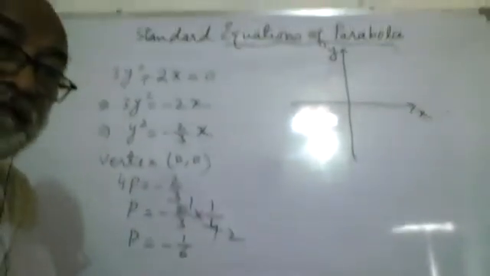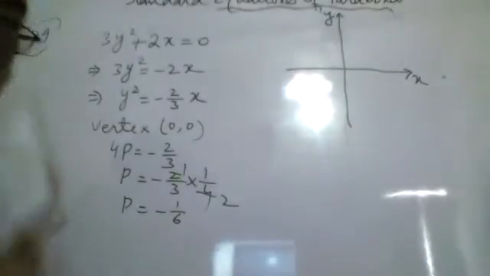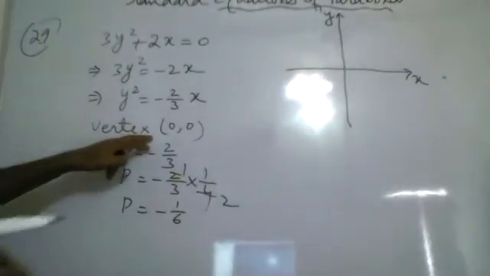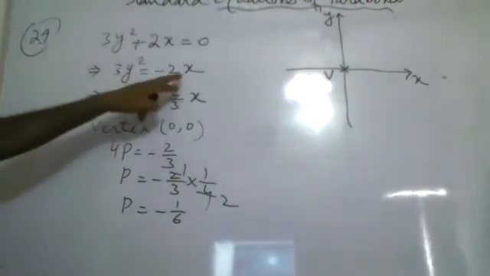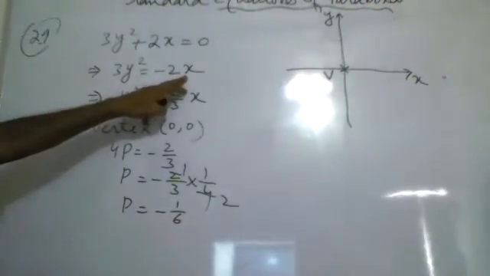Here is the x-axis. Here is the y-axis. Vertex. This is the vertex, the origin. P is minus 1 upon 6. This is along the x-axis. This is the line of symmetry.